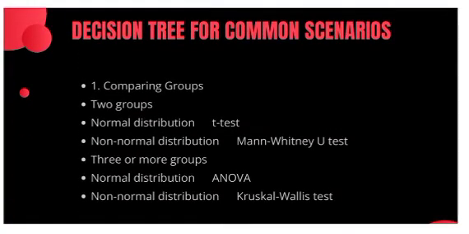Decision tree for common scenarios in statistics. One, when you're comparing groups, if the groups are two in number and the data is normally distributed, you use t-test. And of course, if it is non-normally distributed, you use Mann-Whitney. If it is three or more groups and the data is normally distributed, you use analysis of variance. But if the data is not normally distributed, you use Kruskal-Wallis.